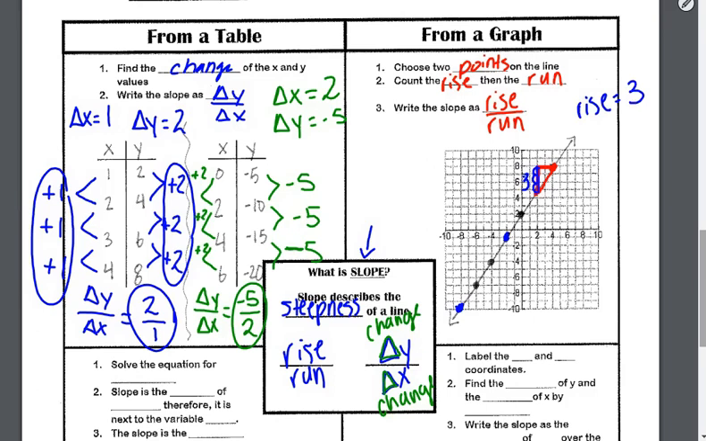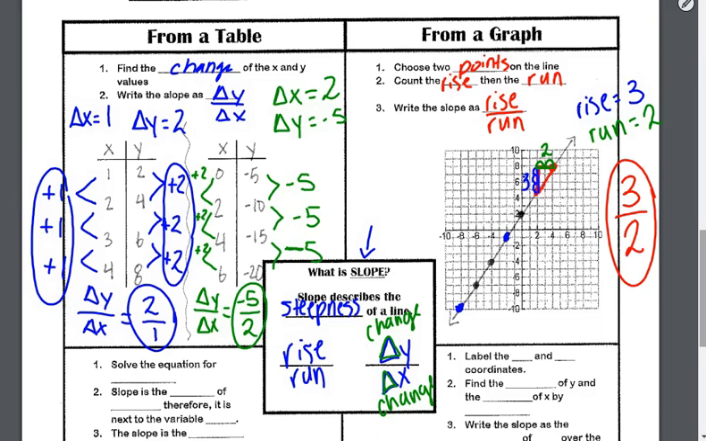And then our run is how much we go left and right. So how much we go over. So we count 1 jump, 2 jumps. So we took 2 jumps. So our run is equal to 2. And then we write our slope as rise over run. So our rise is 3 and our run is 2. So that would be our slope.